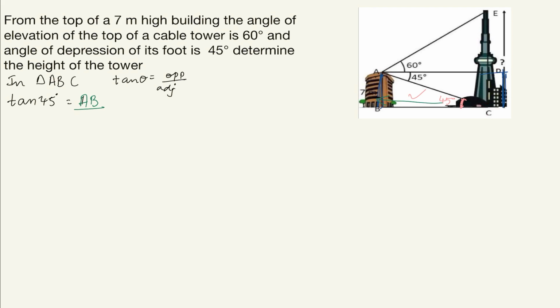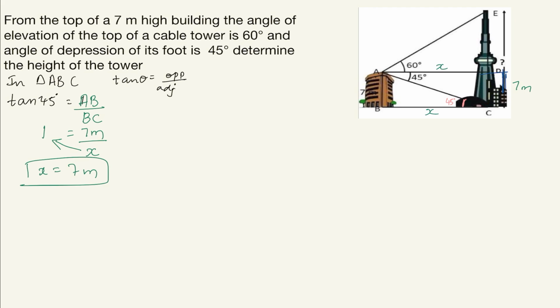AB divided by, which is the angle adjacent to this 45? It is BC. What is the value of AB from the figure? It is 7 meter. What is the value of BC? We don't know the value of BC. Hence, let us take it as x. What is the value of tan 45? It is 1. On taking x to LHS, x is equal to 7 meter. Now we are done with triangle ABC.